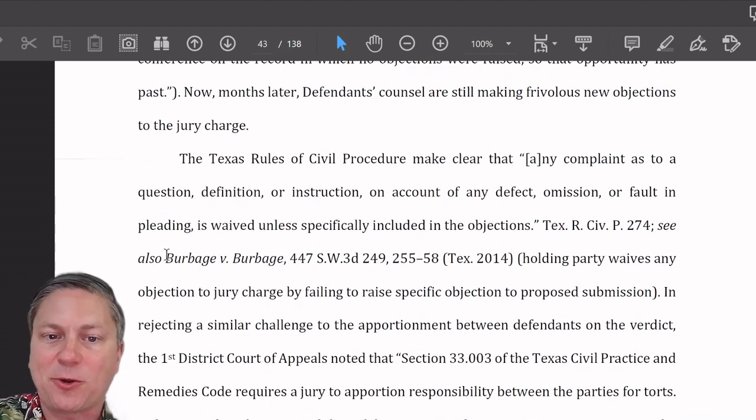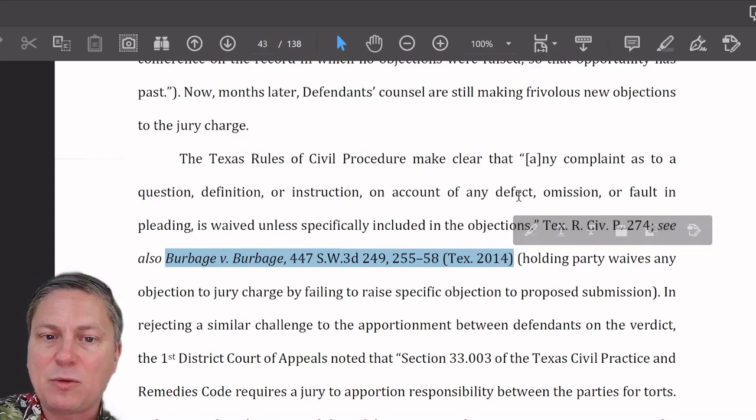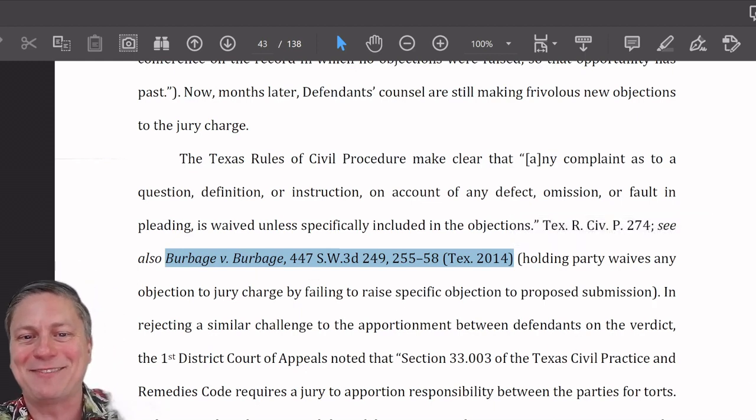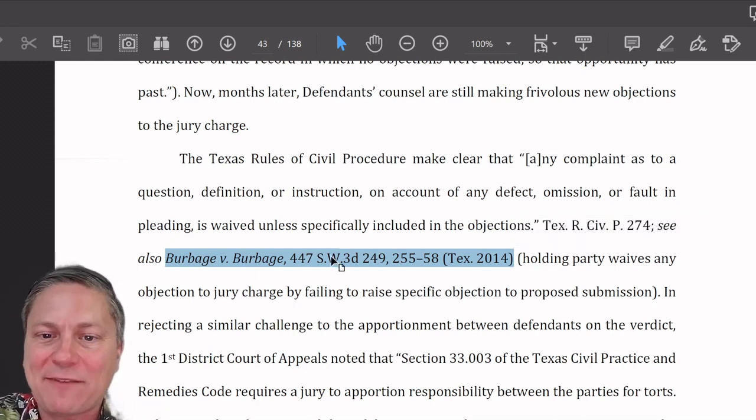So look at this here. I'm going to highlight it. This says Burbage versus Burbage, which probably means some family members were suing each other when you see two last names on either side of it. 447 S.W.3d, we would say third, or Southwest Third. If I'm actually reading this as a lawyer, I would say 447 Southwest Third, 249, 255-58, parentheses, Tex. 2014, close parentheses.